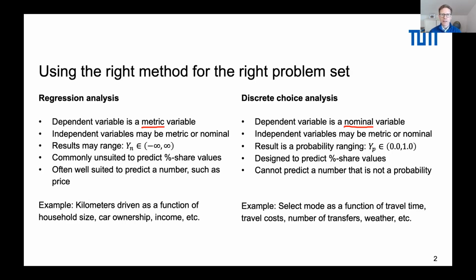A nominal variable is one that can have different states, such as male or female, or I buy this car, yes, or I don't buy this car, or which transit path I decide to take. Yeah, that is a nominal variable. All right, good.